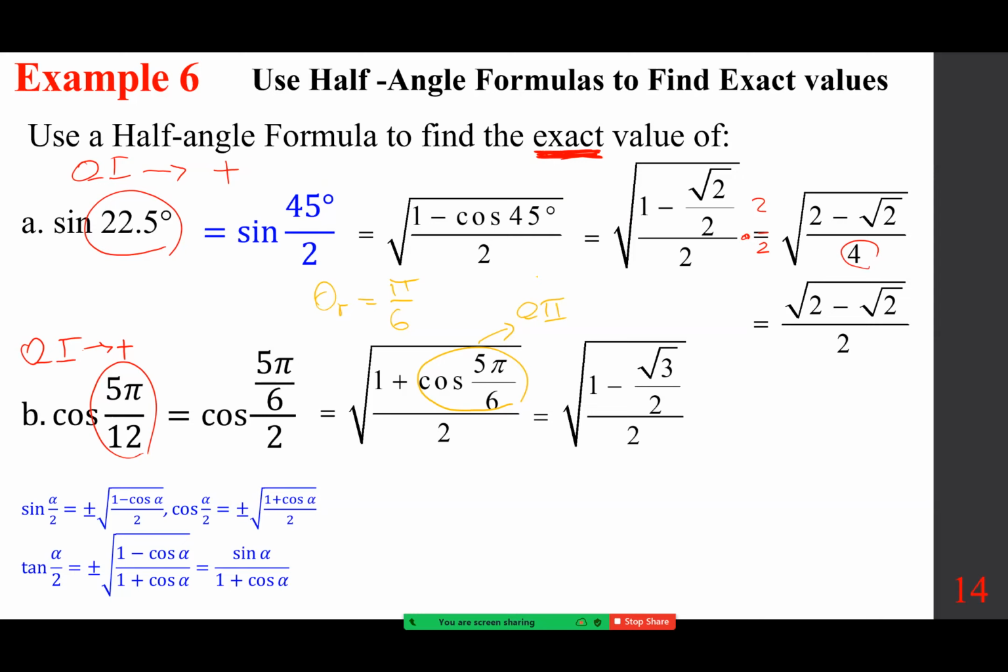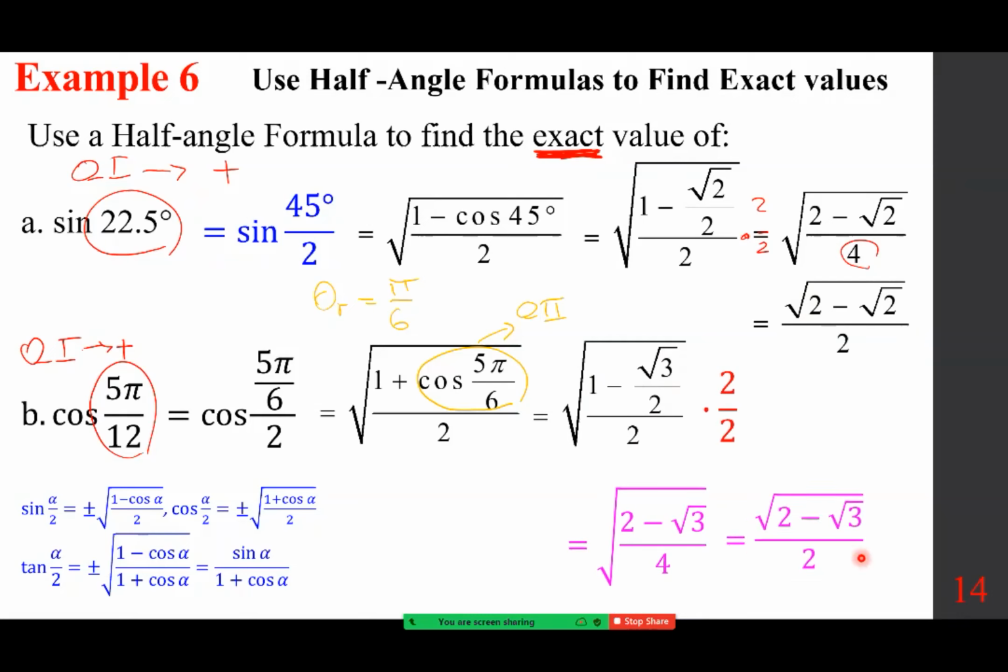So I hope everybody is following that. The reference arc is pi over 6, so it gives us the answer square root of 3 over 2. All we have to do is decide positive or negative based on the quadrant. Quadrant 2 makes it negative. So this is a positive sign. The reason this becomes negative is because cosine of 5 pi over 6 is in the second quadrant, so it's negative. If I multiply the top and the bottom by 2 as I did here, this becomes 2 minus square root of 3, and this becomes a 4, and the 4 comes out as 2. And that's the precise answer.